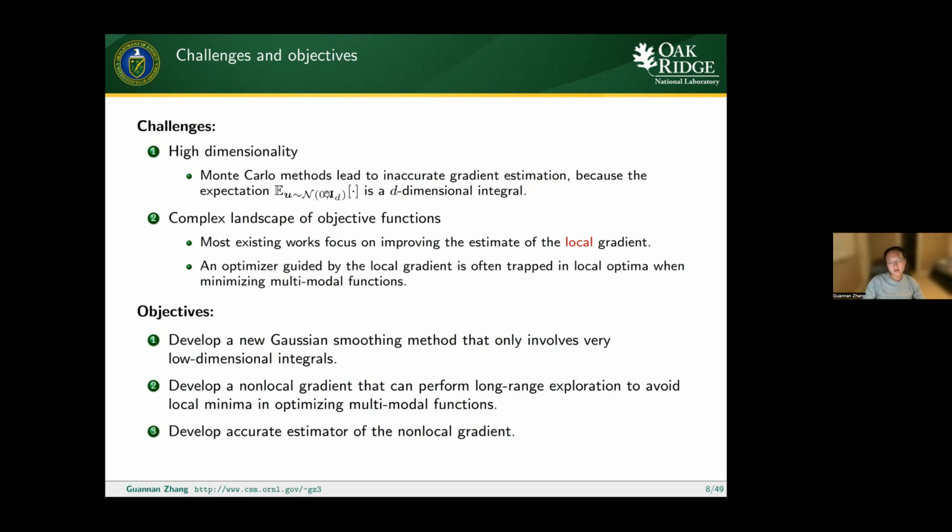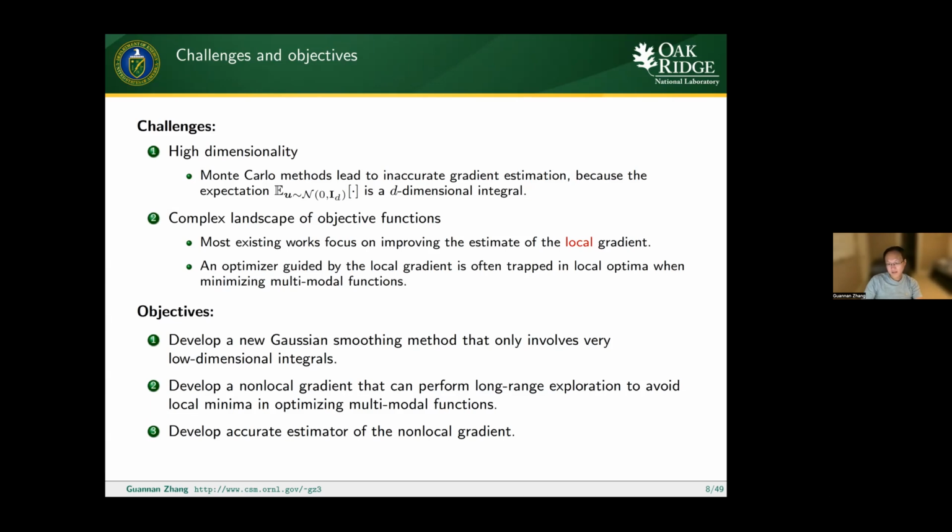The gradient of the smoothed loss function involves a d-dimensional integral for every partial derivative. If you have d dimensions, you have d partial derivatives, and each of them has a Monte Carlo error. All those errors accumulate such that the estimated gradient direction is totally wrong compared with the exact gradient, which causes very slow convergence if you use this smoothing technique to solve high-dimensional optimization problems.